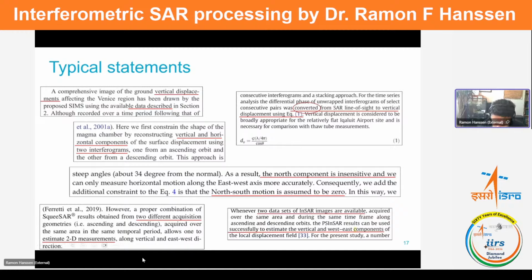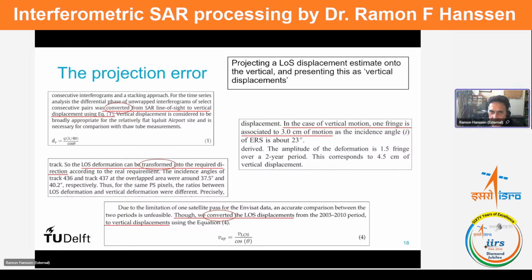To the measurements along vertical east-west, I'll not dwell too long. If you have 2 sets of INSAR images available, to successfully estimate the vertical and west-east component. So I think these are typical statements that we encounter quite a lot. Now we analyze that a little bit and try to make a categorization of, okay, what is, in our opinion, the problem here?